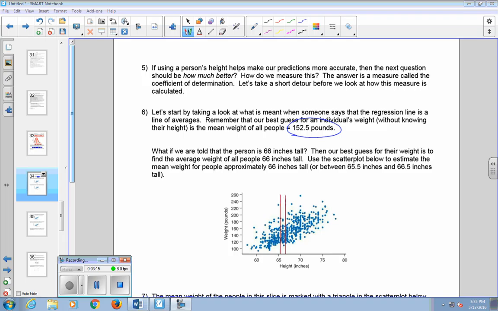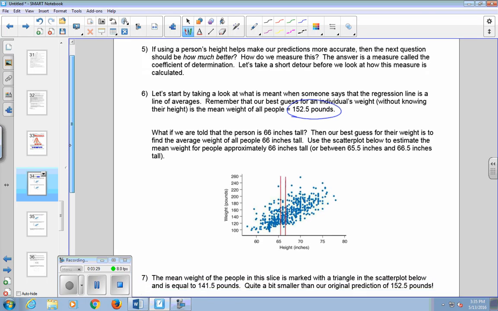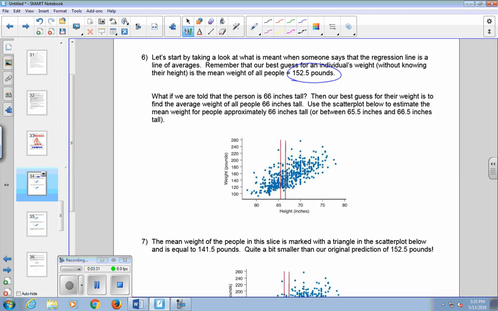Well, then our best guess for their weight is to find the average weight of all people 66 inches tall. So we'll use the scatter plot below to estimate the mean weight for people approximately 66 inches tall, or between 65.5 and 66.5 inches tall. So that's this slice right here. This starts at 65.5 and goes to 66.5. This is all those folks that are around 66 inches tall. So if we guess what that average weight is, we're going to take something in the middle, probably maybe 145 pounds or so.